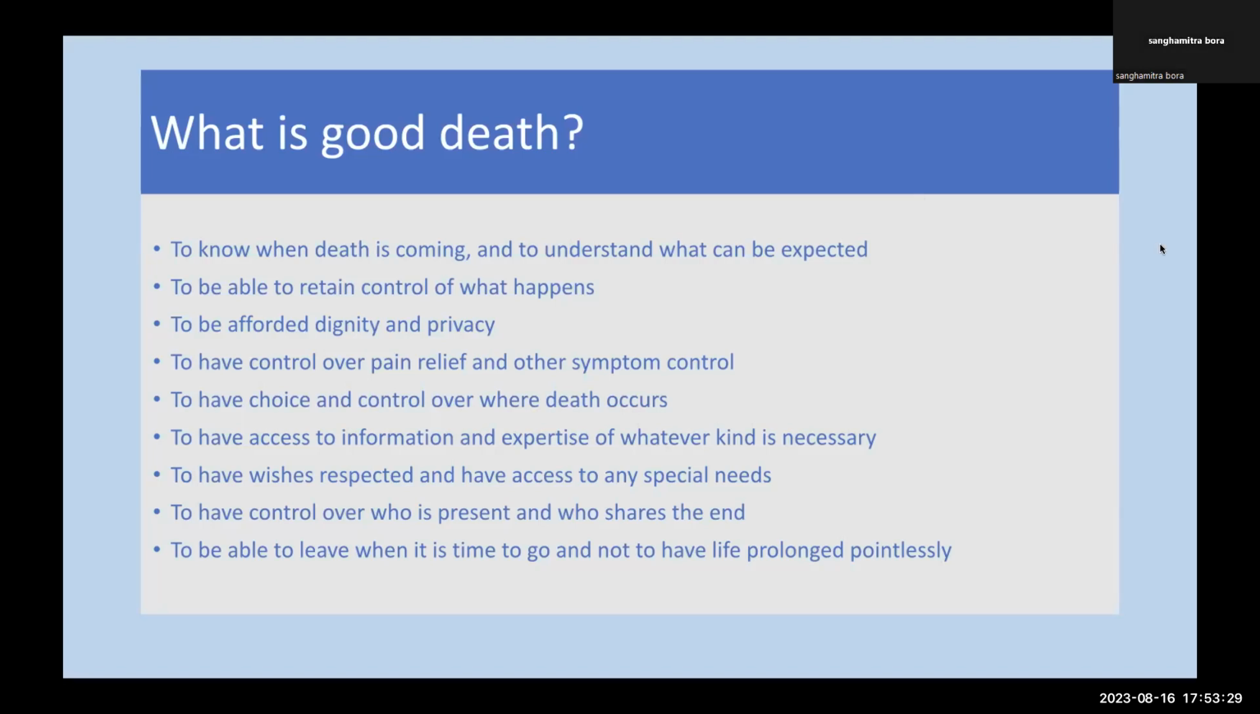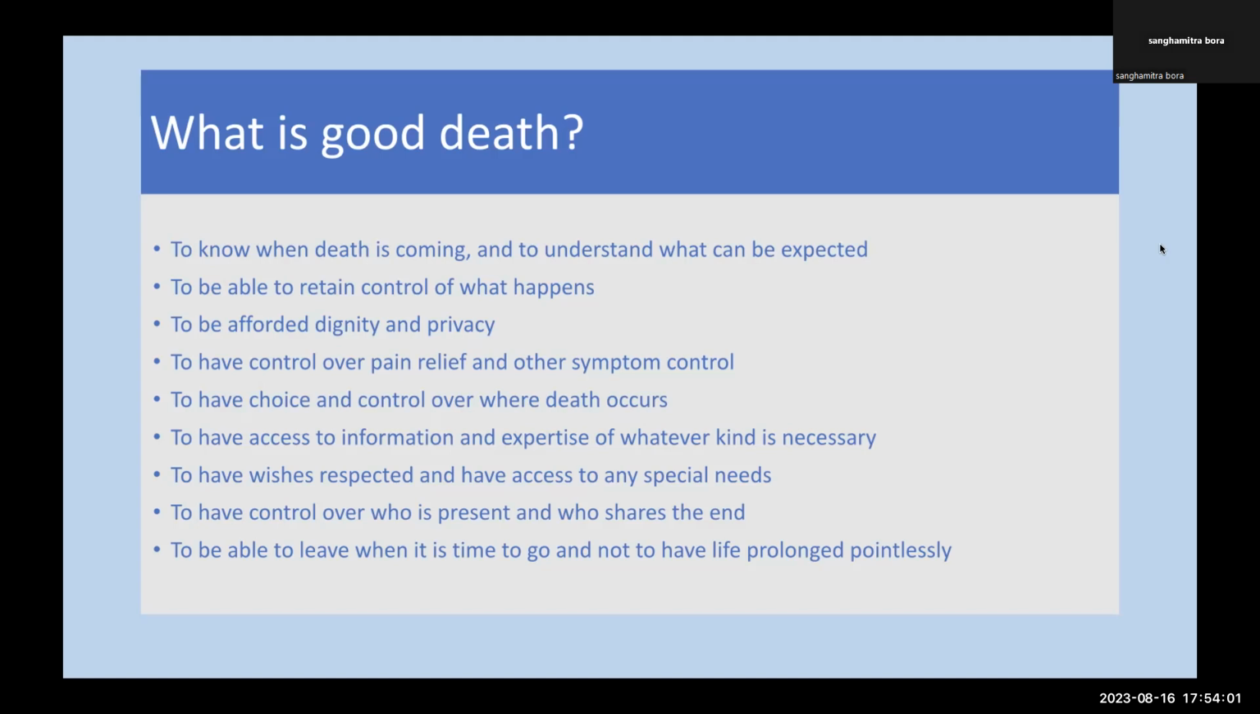So we were talking about the concept of a good death. Why at all do we need an outcome of end of life care as a good death? So as you can see, there are a number of reasons why, and what kind of death there should be. So it's important to know that when death is coming and to understand what can be expected out of it.